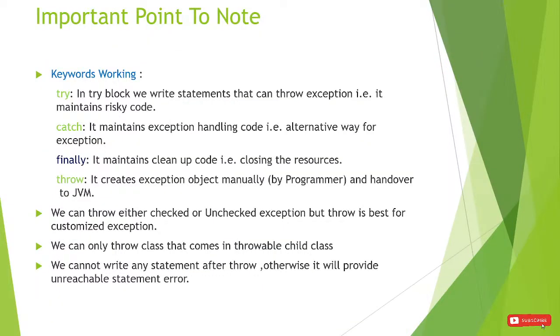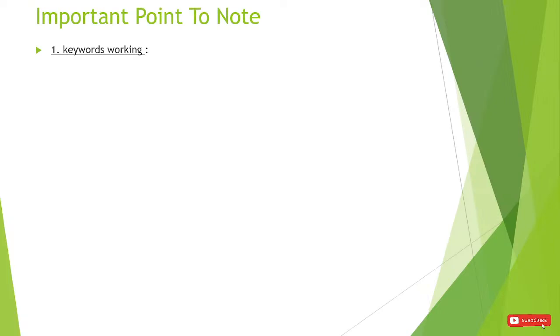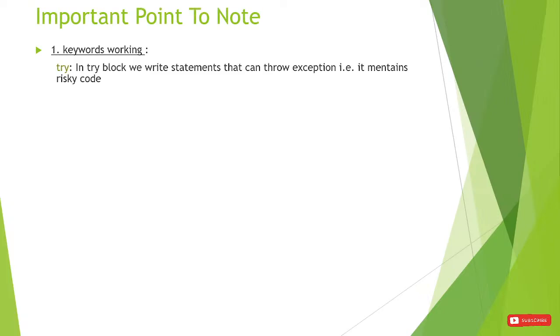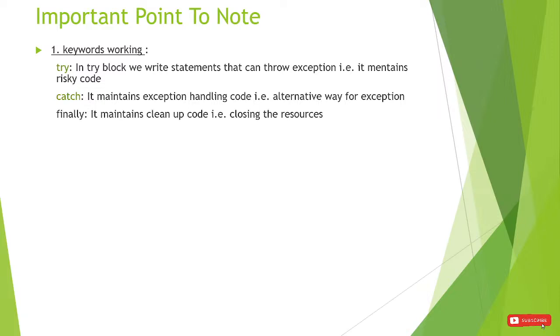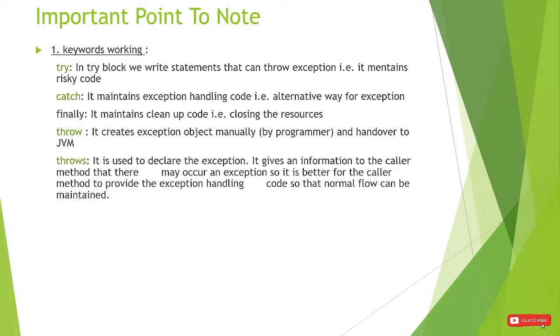Okay. So that is the throw. What is meant by the throws keyword? First we saw the try, after that the catch, then finally and then throw. So what is the use of the throws keyword? We use try for handling the risky code, catch for handling it, finally for the cleanup code, and throw for any customized exception, where the programmer creates an object and passes it to the JVM. And after that, throws.